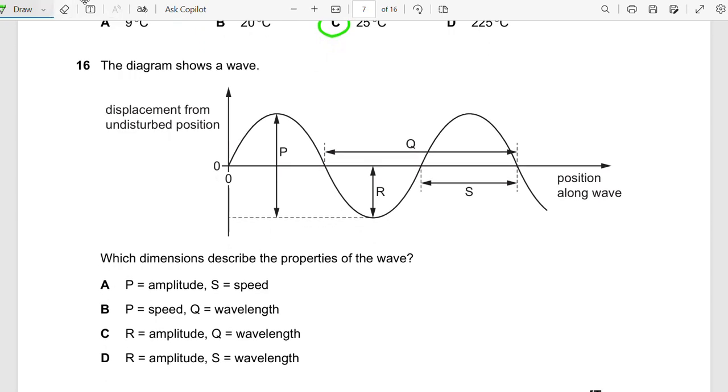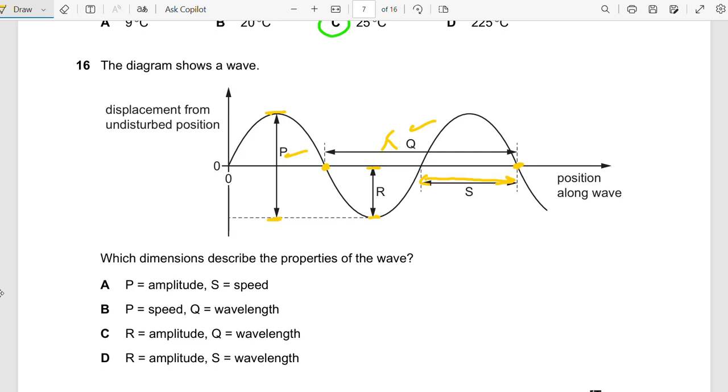Question 16, it says the diagram shows a wave. Which dimensions describe the properties of the wave? Let's first understand. P here represents the double amplitude. Notice it is from the top to the bottom, so this is double amplitude. R represents the amplitude. Q represents wavelength because it is from this point until this point. This is a full wave. Notice there is a half down and a half up. Regarding S, this distance is only half a wave, right? So let's read the options.